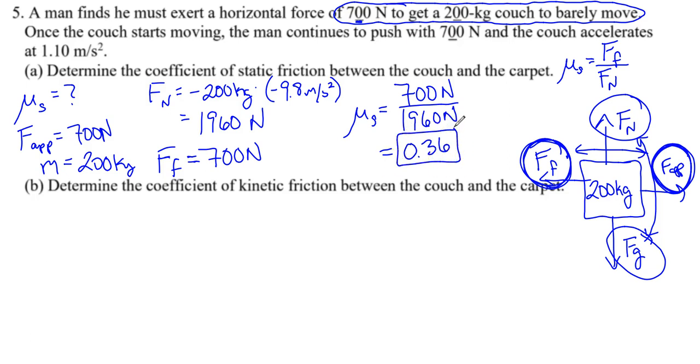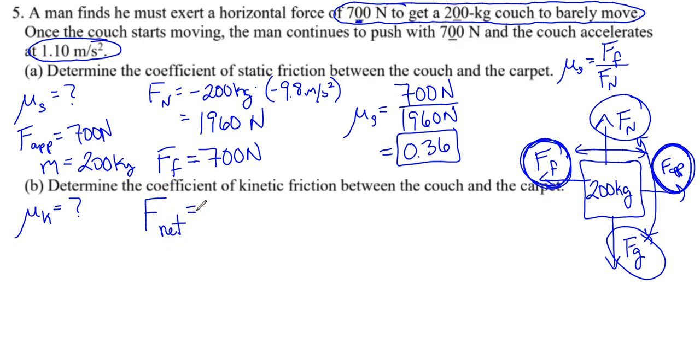Part B, it says determine the coefficient of kinetic friction. So now we need to find out the coefficient of kinetic friction. Okay, we find it the same way. This time, though, we have to take a look at the acceleration. The couch is accelerating at 1.1 meters per second squared. So what we need to do is first figure out what is the net force acting.